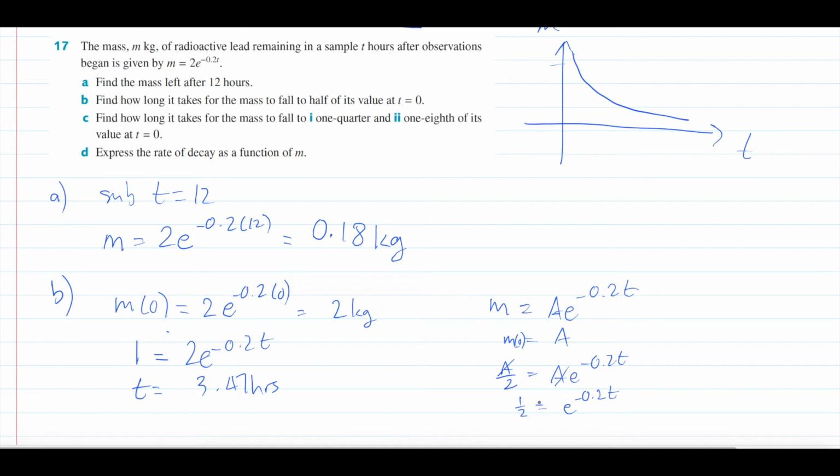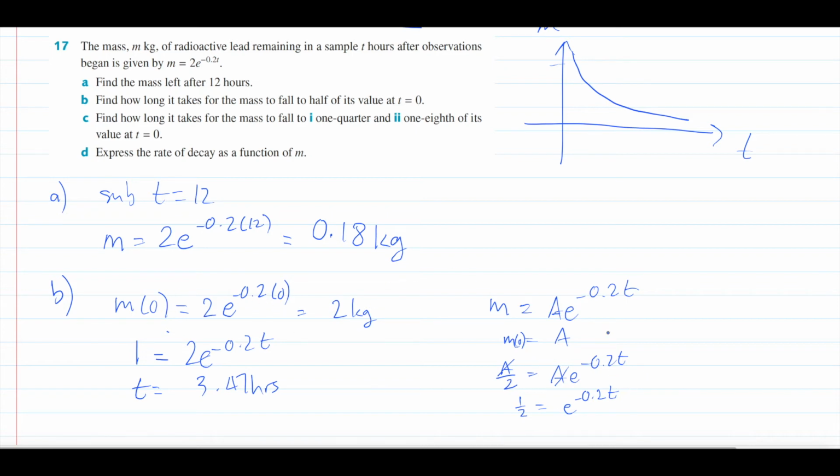There we go, your a completely disappears, and when you solve the equation you get the same answer, t equals 3.47 hours. So it's very smart. You can actually ignore that number. You don't even need to start with that 2 kilograms. You don't actually even need to find m0.